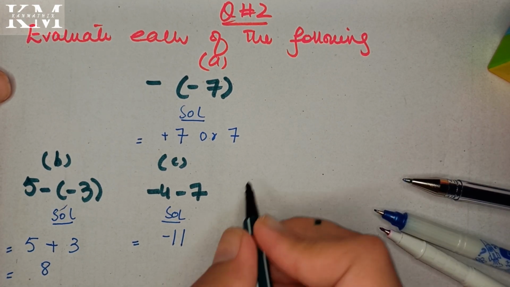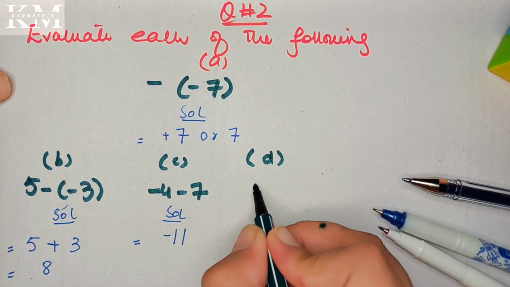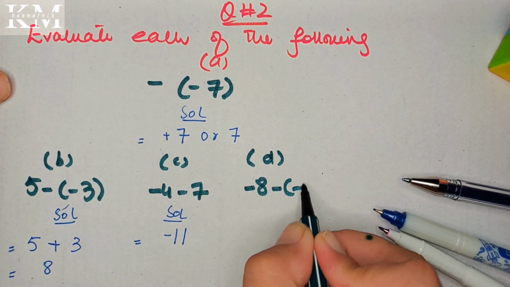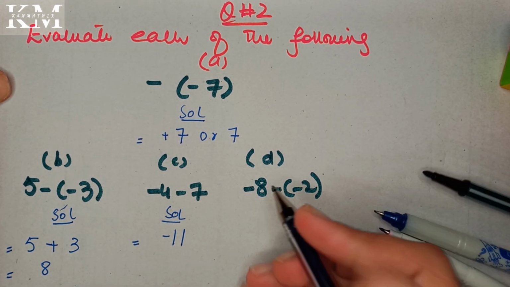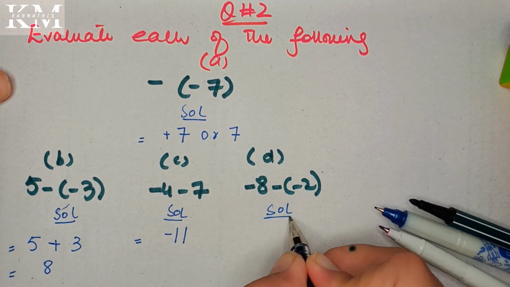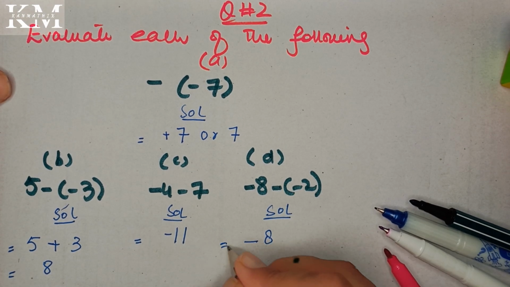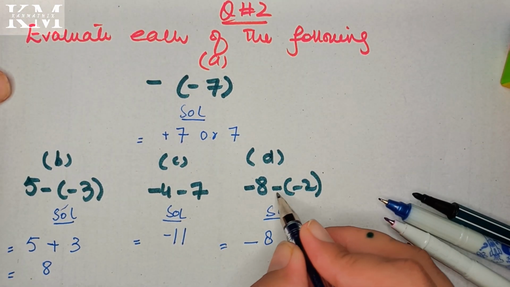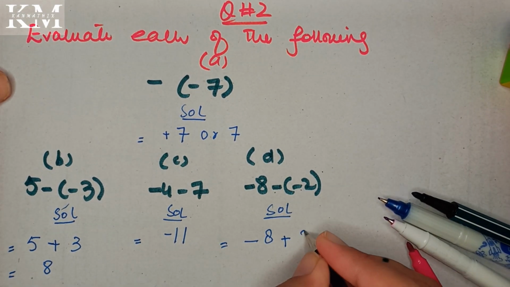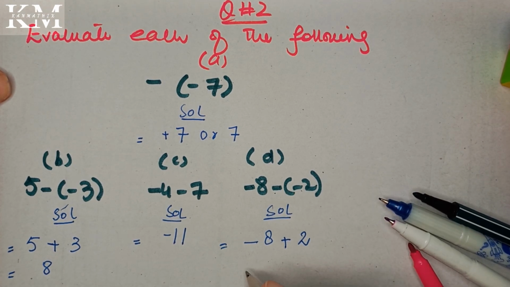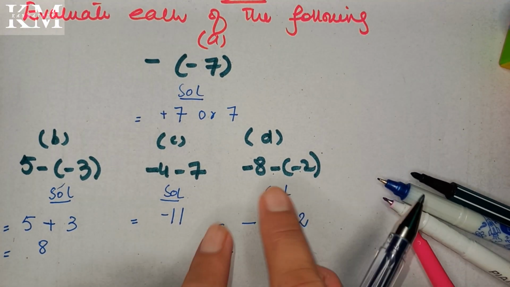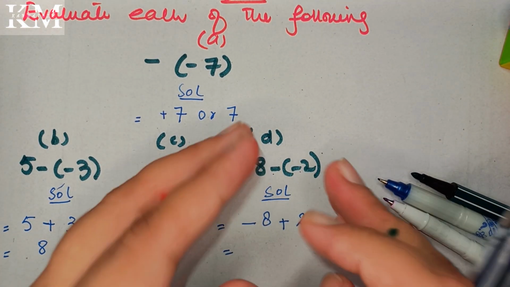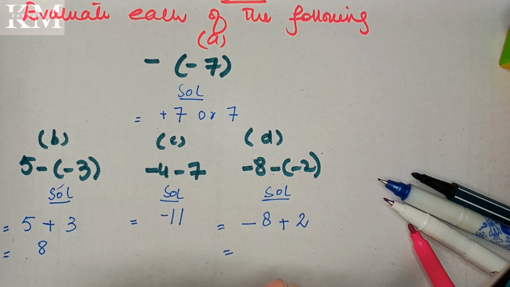Now D part, so first -8 will stay as it is, because you have to target the bracket first. Minus minus will give you plus, so you will get +2. Now dear students, select the operation which you have to perform. So like earlier you have 3 signs, and you have converted into 2 signs.